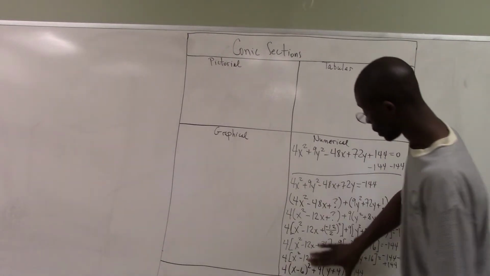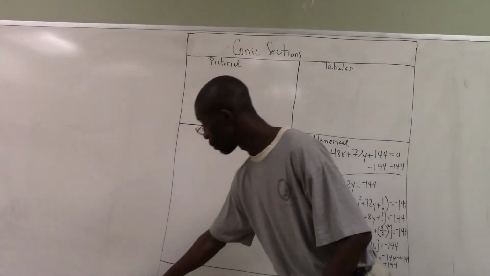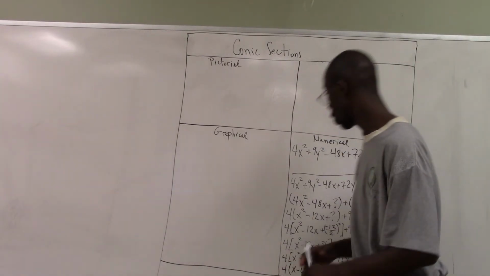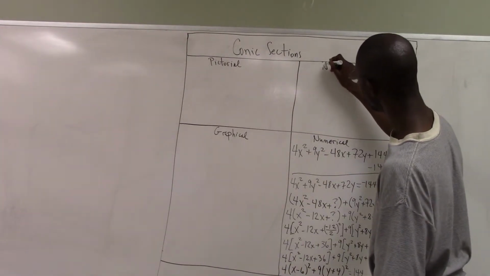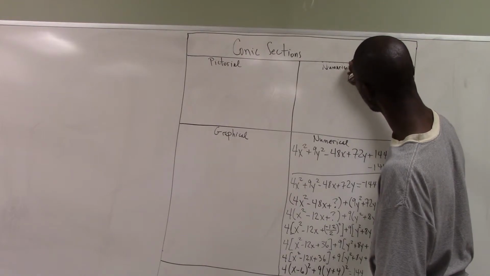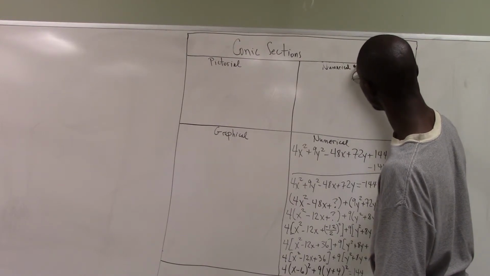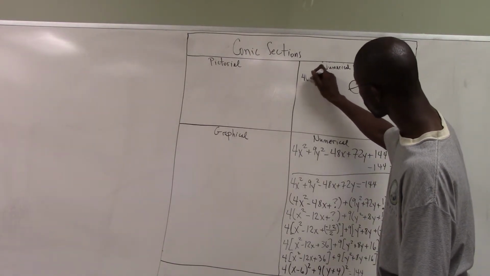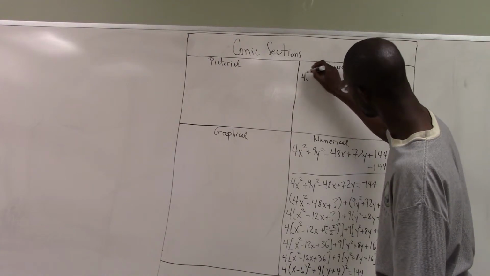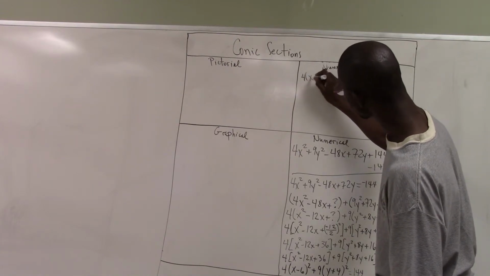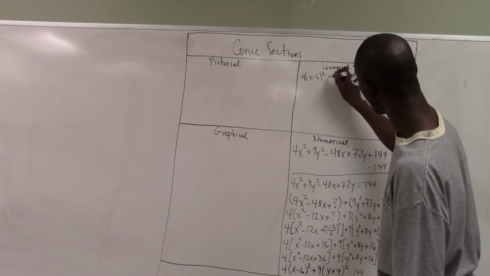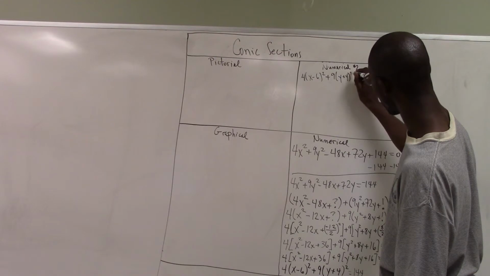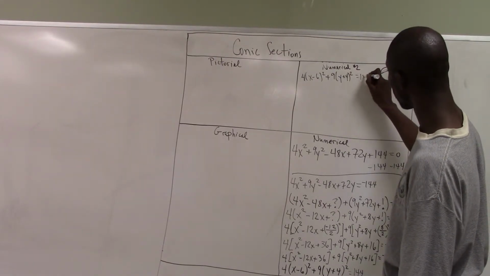And I'll continue this process in this space for lack of space. So instead of simply being our tabular location, I'll call it numerical part 2. I'm going to take this and move it up here. So now we have 4 times x minus 6 all squared, plus 9 times y plus 4 all squared, and that's going to equal 144.